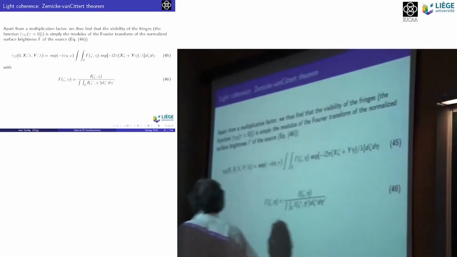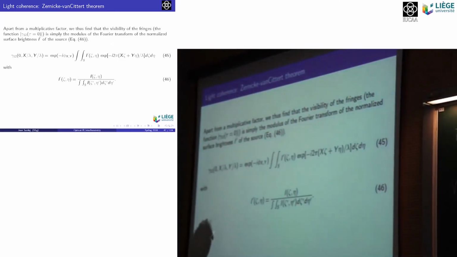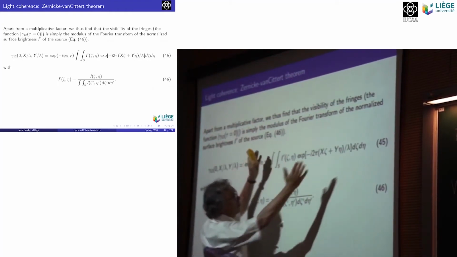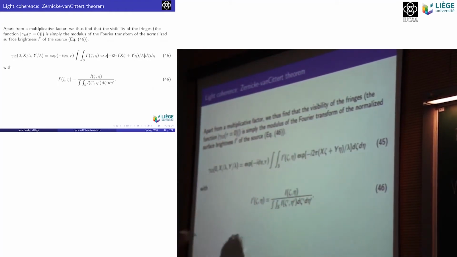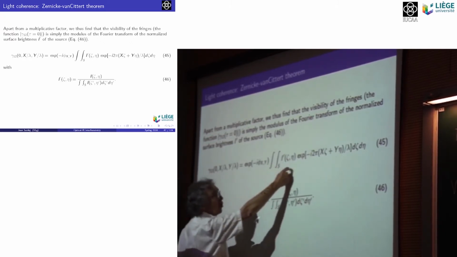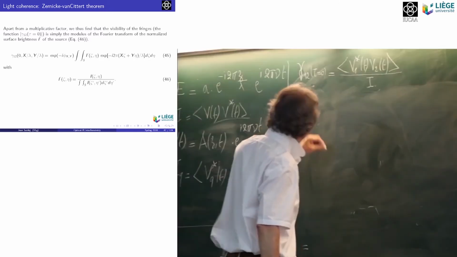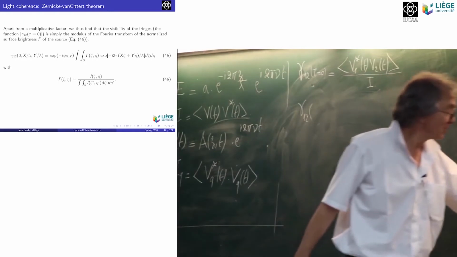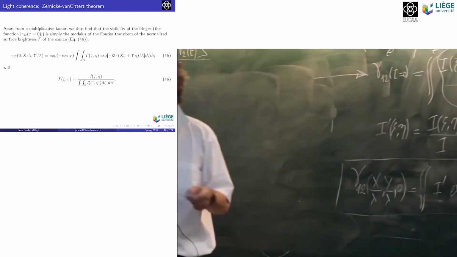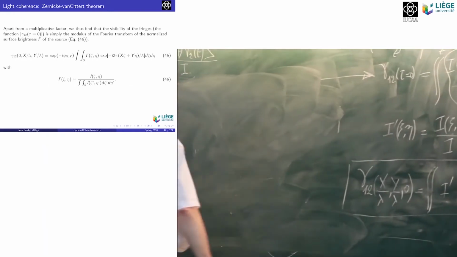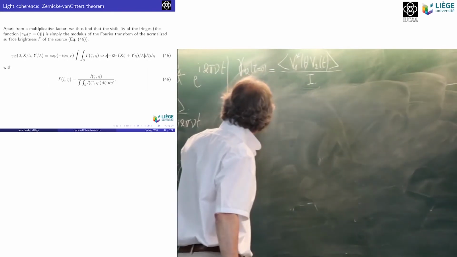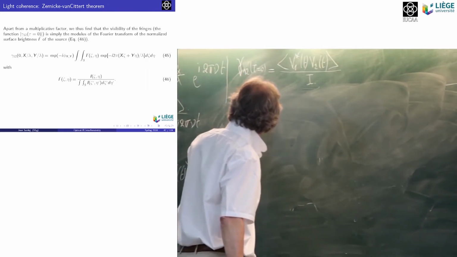So let's just remember that the visibility is a module of this quantity, of the complex degree of mutual coherence. So it is a module of that quantity, which is just a Fourier transform in 2 dimensions of the distribution of the normalized intensity at the surface of the source. You see, it depends on the parameters x over lambda and y over lambda.